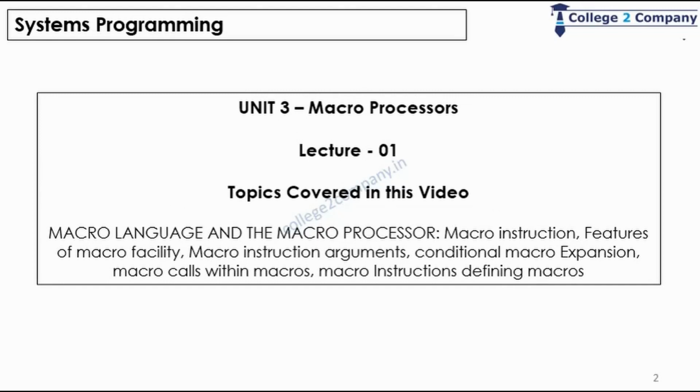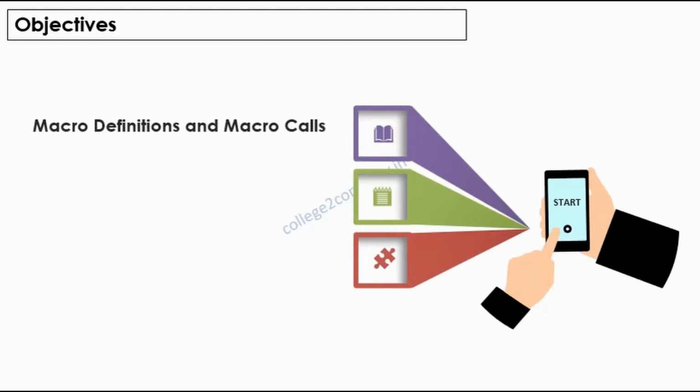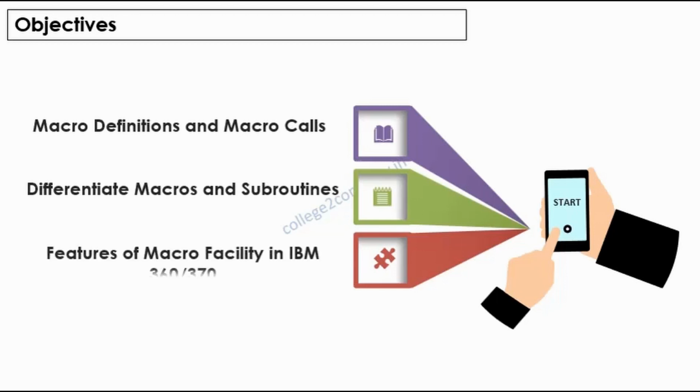In this unit, we will discuss macros and macroprocessors. We will also look at the various features of a macroprocessor and the design of a macroprocessor for an IBM 360-370 machine. The objectives of this first lecture of Unit 3 are to understand macro definitions and macro calls, differentiate between macros and subroutines, and look at the various features of the macro facility in an IBM 360-370 machine.